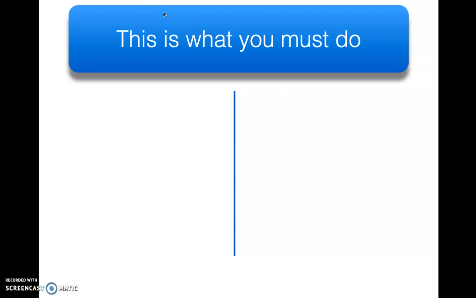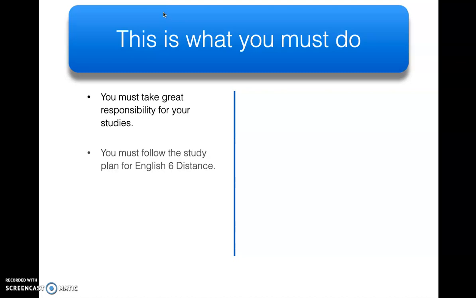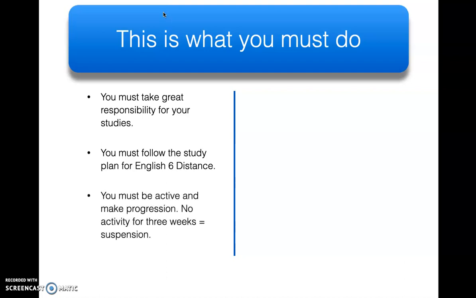And this is what you must do in a distance course. You must take great responsibility for your studies, and this means that you have to follow the study plan for English 6 Distance, and we are going to look at this study plan in a little while. You must be active and make progression. If there is no activity for 3 weeks, you might be suspended.